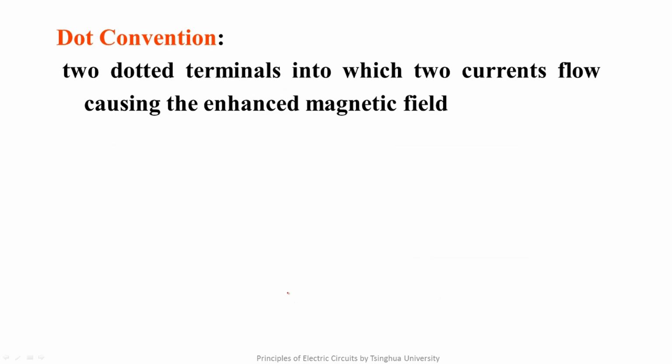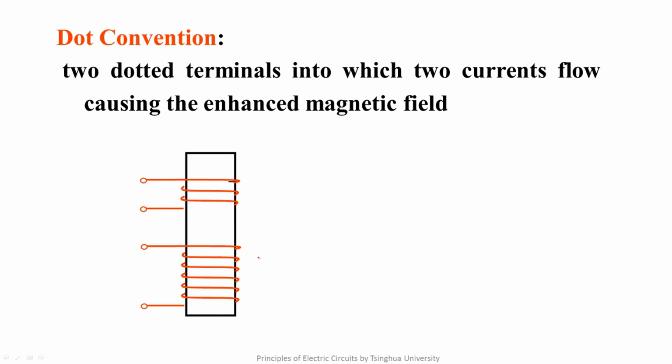The definition of the dot convention is stated as follows. For two mutual inductors, there is one dot on one terminal of each coil. If the currents of the two coils flow into the dots, the total magnetic field is enhanced. We call these two dots the dot convention. You see, if the current of the first coil flows in from here, we might as well mark it with a star. The direction of the magnetic field is like this, so the current of the second coil must flow in from here so as to produce the same direction of the magnetic field. So here the two stars constitute the dot convention of the two coils.